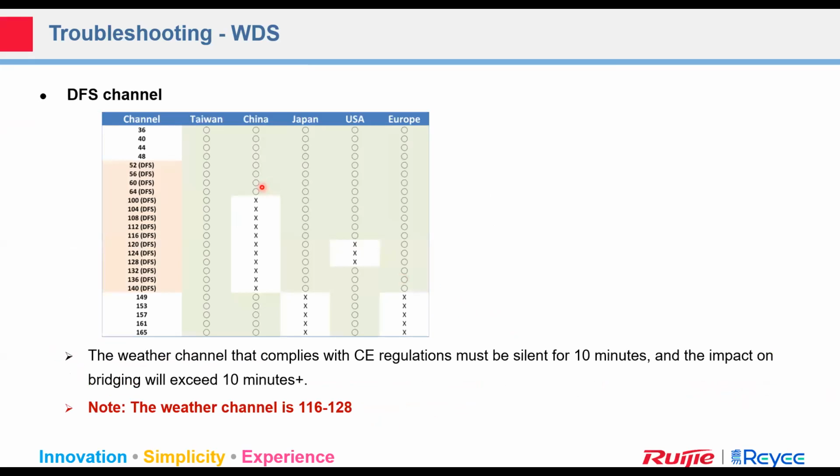So these are the DFS channels. You need to know which channel to choose. The DFS channel complies with this regulation: it must be silent for 10 minutes, and it will impact bridging exceeding 10 minutes. Note that the DFS channels are 116 to 128. So these are the DFS channels.